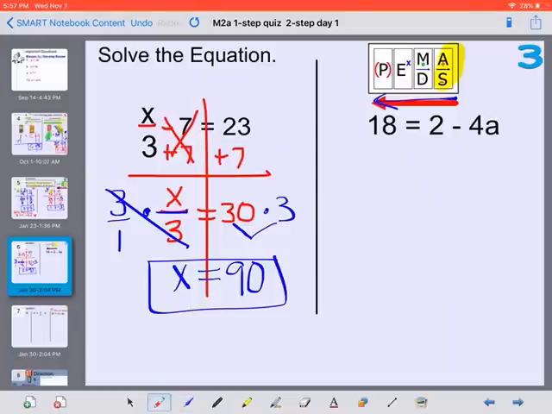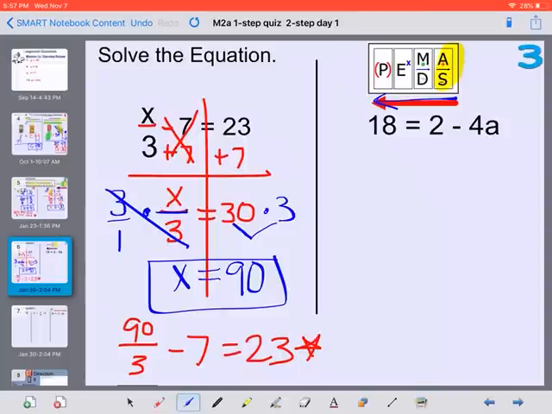Again, if you want to plug it in and double check, is 90 divided by 3 minus 7 going to give us 23? 90 divided by 3 is 30. 30 minus 7, yes, is 23. You can use your calculator to double check if you'd like.